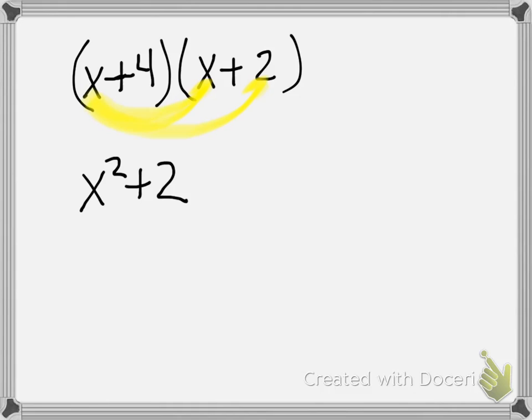So those 2 yellow stripes that I made, if I distribute the x through the second binomial, I would get x squared plus 2x. If I take the 4 and do the same thing, I have 4 times x, which is positive 4x, and I have 4 times 2, which is 8.